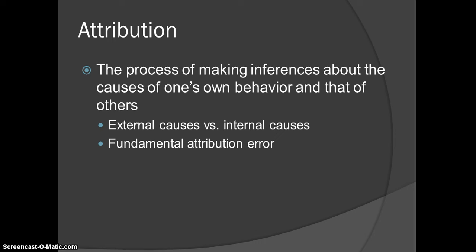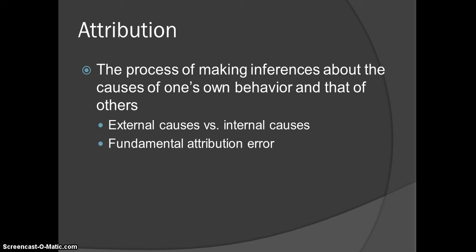Attribution is the process of making inferences about the causes of one's own behavior and that of others. And there are two different types of causes that can lead to such an attribution: external versus internal. External causes might be that if, for example, we see an individual driving really, really fast on the road. They flew by us, potentially even cut us off, didn't signal when they got in front of us.